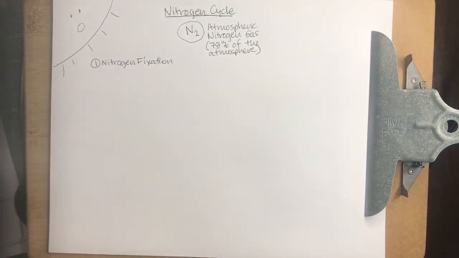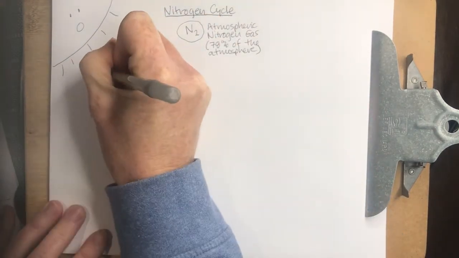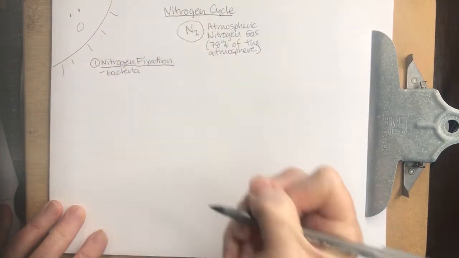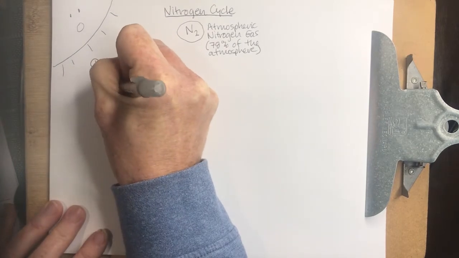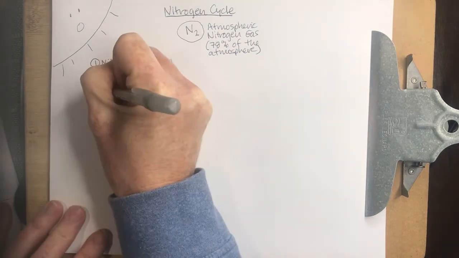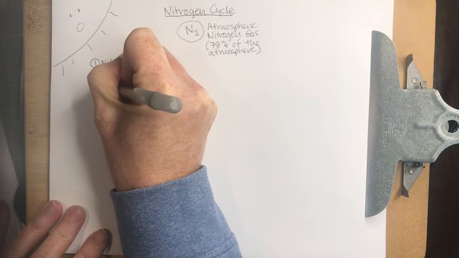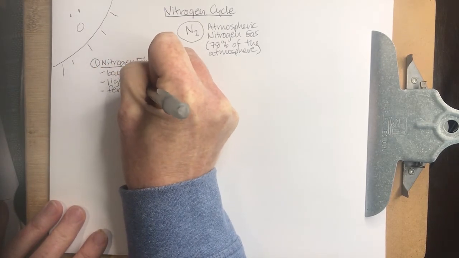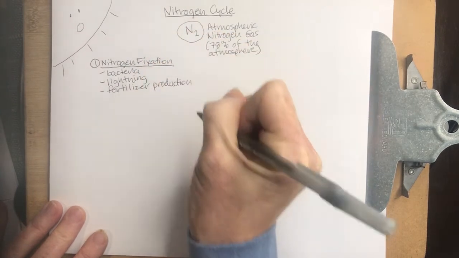Okay, so nitrogen fixation happens naturally two different ways. One is through bacteria found in the soil, and the second natural way is through lightning. And the third way is not natural, it's a human-caused way, which is through the production of fertilizer, which comes from our use of technology.